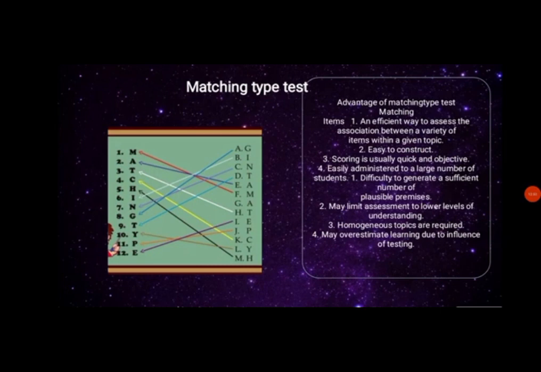So, advantages of matching type test. The matching type test is simple to construct and score. It is well suited in measuring association like multiple choice test. It presents the students with questions and alternatives. It reduces the effects of guessing, although the chance of guessing increases as the student progresses in answering items. This, however, is easily remedied by adding more options.